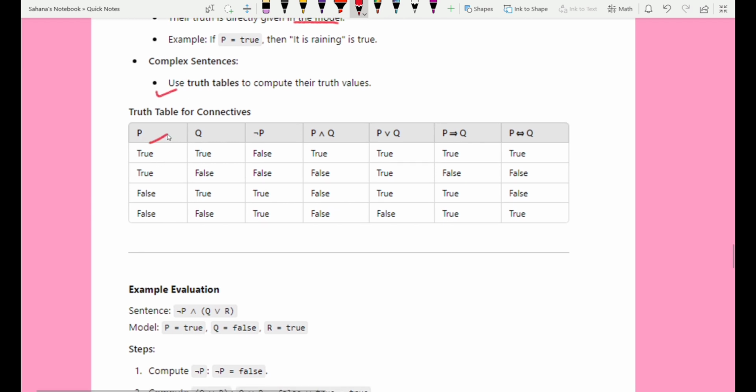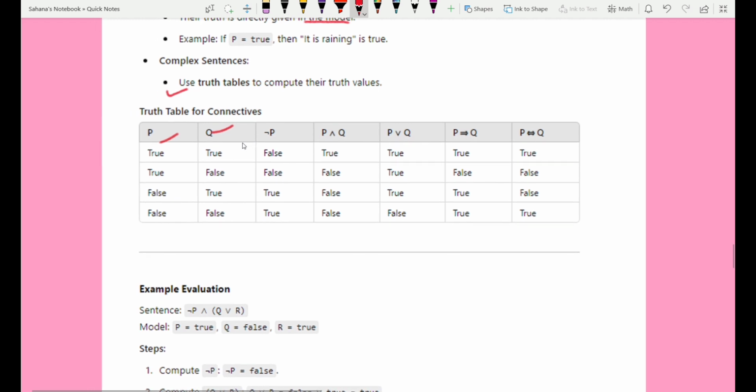First you should write P and Q. What is the not operator? Not P means true becomes false and false becomes true. P and Q, the and operator: only if both are true will the output be true; true true gives true, otherwise false. Or operator: if one is true then it will be true. True true true, true false true, false true true, false false false.